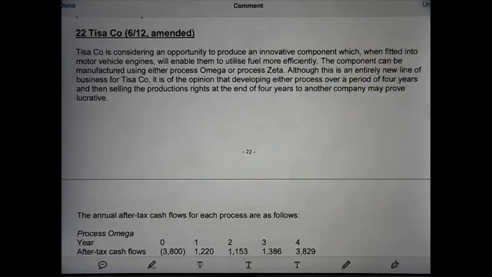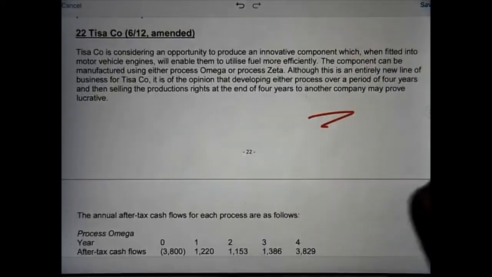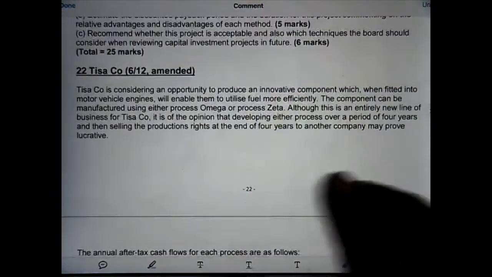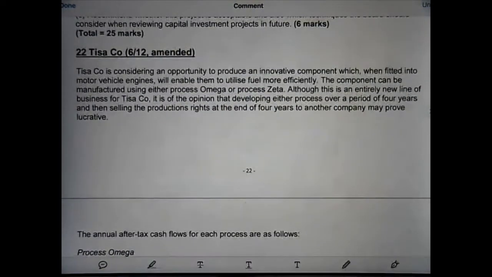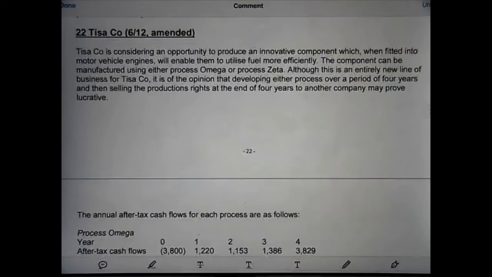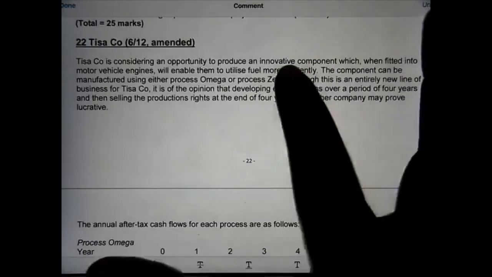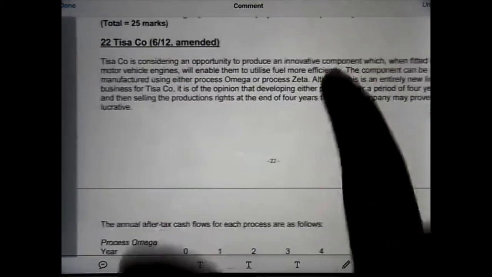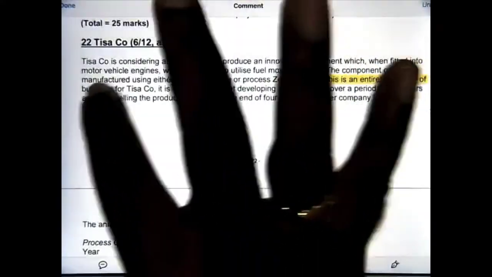Okay, now let's look at this part. Tisa is considering an opportunity to produce an innovative component to be fitted into motor vehicles, and this will enable them to utilize fuel more efficiently. The component can be manufactured using either process Omega or process Zeta. Although this is an entirely new, okay, the words entirely new should tell you something. What does that tell you? Although it's an entirely new line of business for Tisa.